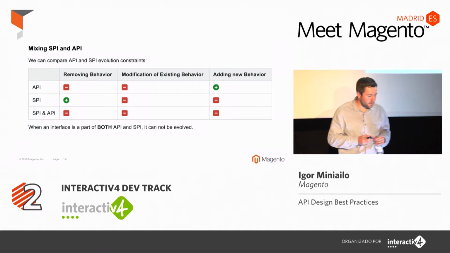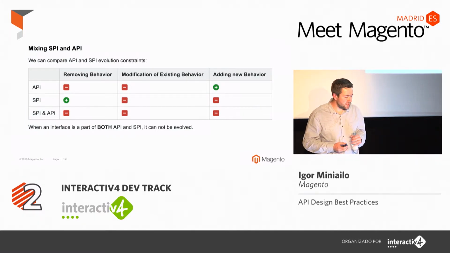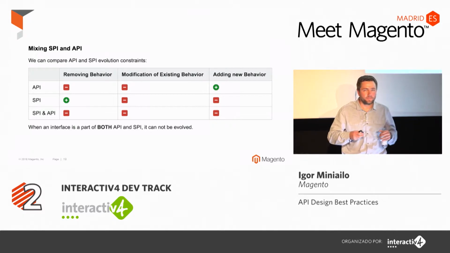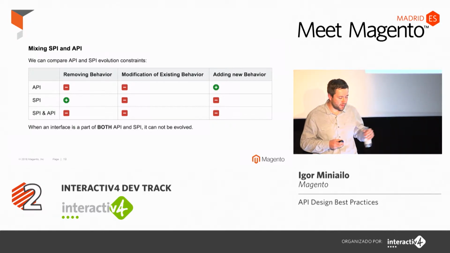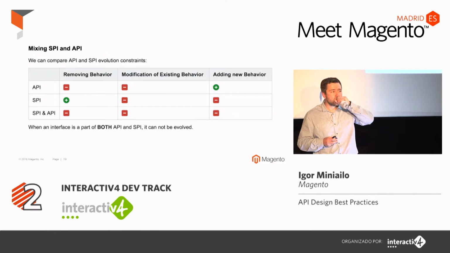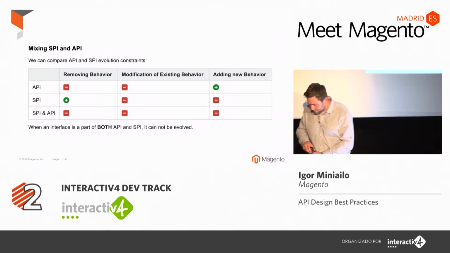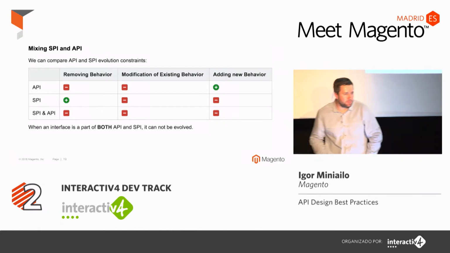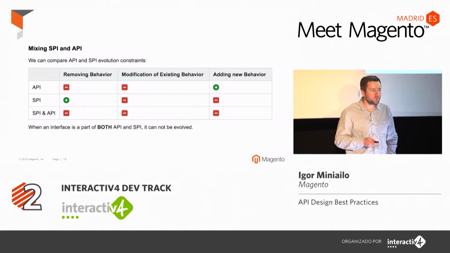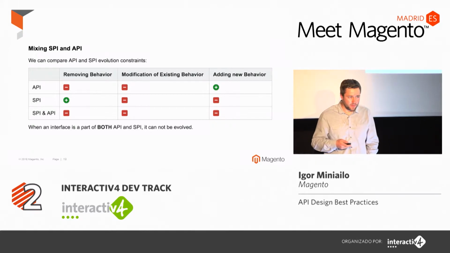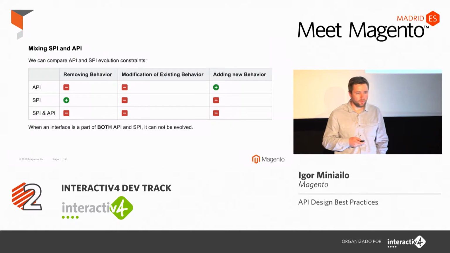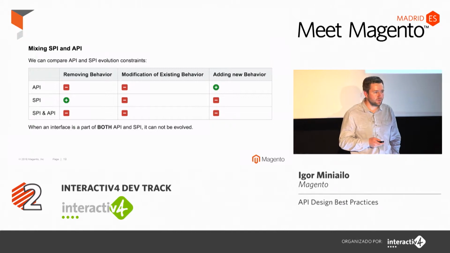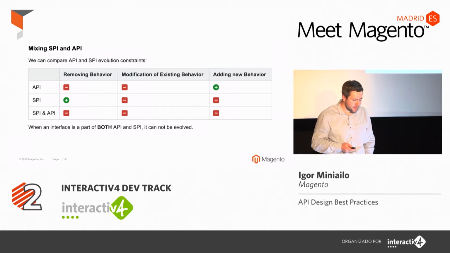So here is the table which shows the post-release evolution strategy for the API and SPI. And you can see it's better not to mix up API and SPI, because if you mix them up, you can't evolve the interface at all after the release, because you will definitely break somebody. Maybe you would break the guy who just uses your interface, or maybe you break the guy who provides the implementation for the interface.